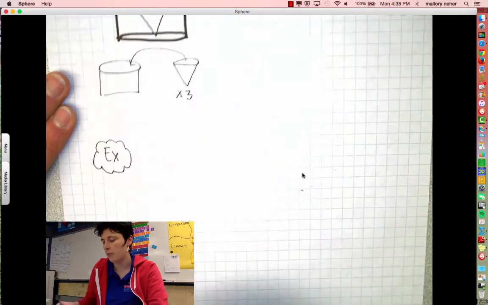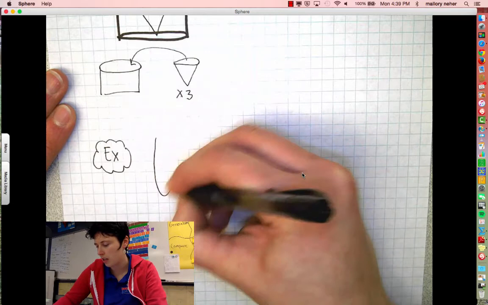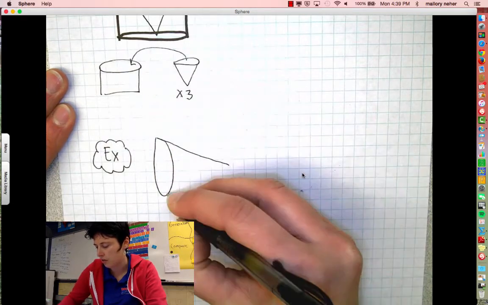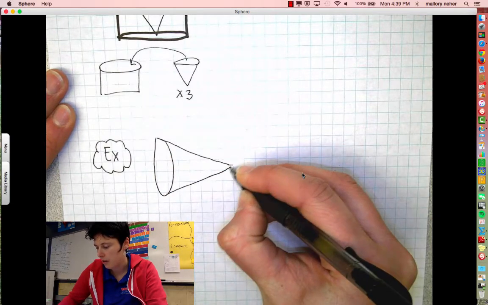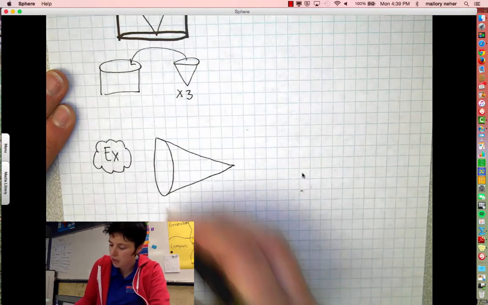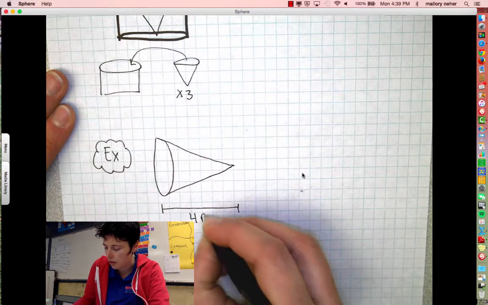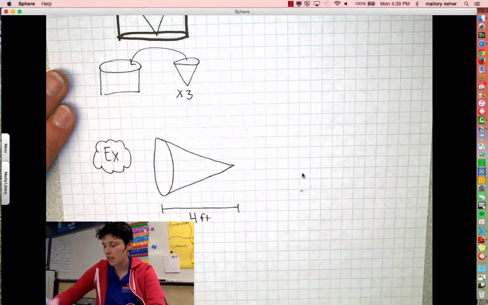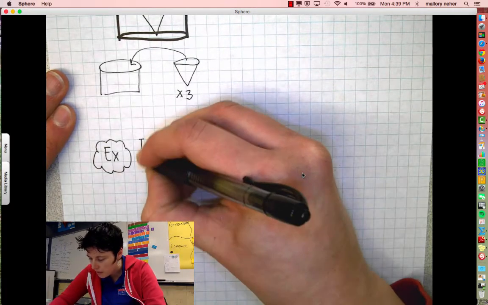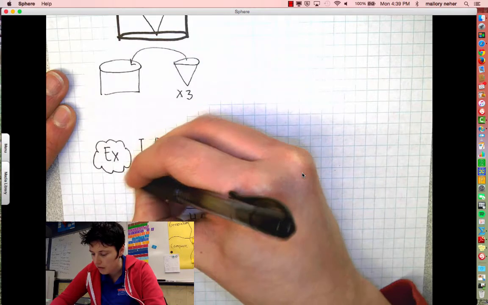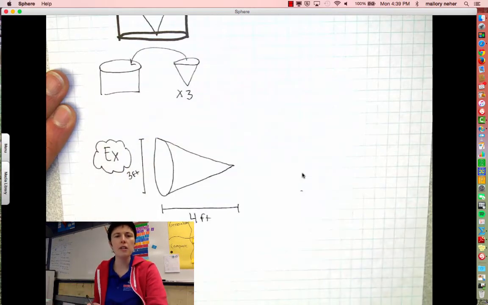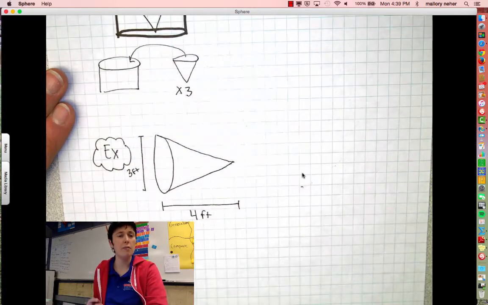And for our example, let's say we have a cone going in this direction, just to make it different. And this cone measures across in distance, we'll say 4 feet. So it's a larger cone. And then from top to bottom, this thing has a measurement of 3 feet. And I want to know if I filled this cone up with water, how much water would fit in it.